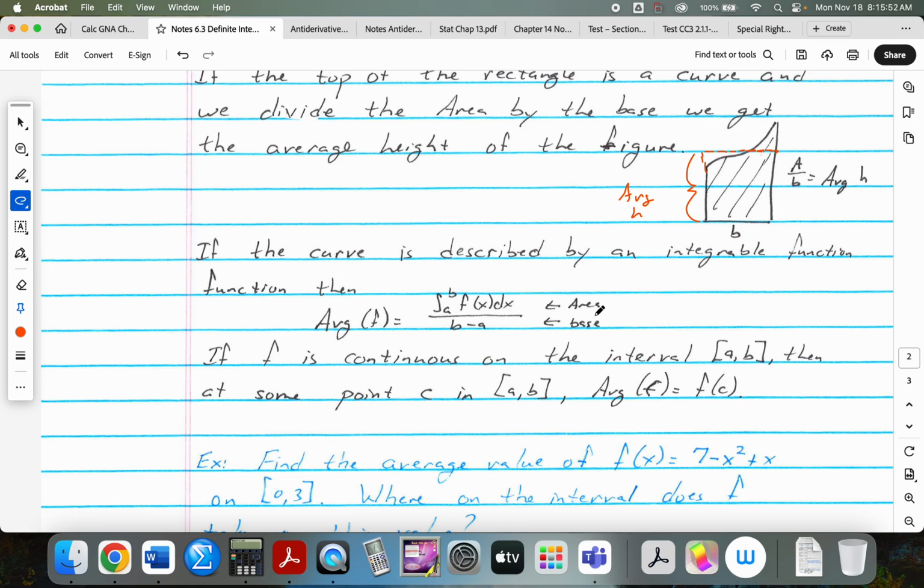And even if, so remember, we can have a function that is integrable that's not continuous. We did that one with the absolute value of x over x. It wasn't continuous, but we could still find the integrals. If, in addition to being integrable, it is continuous, then there will be a place c on that closed interval where the average value of f is equal to f at c.